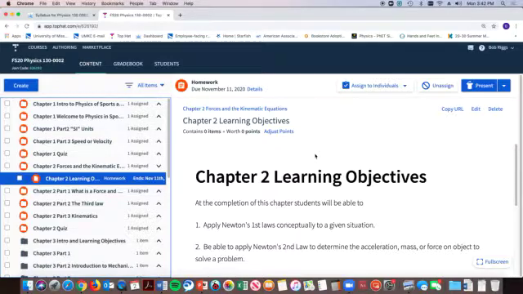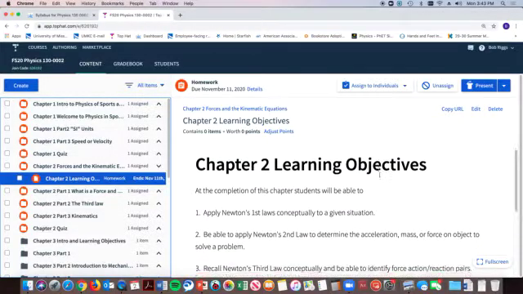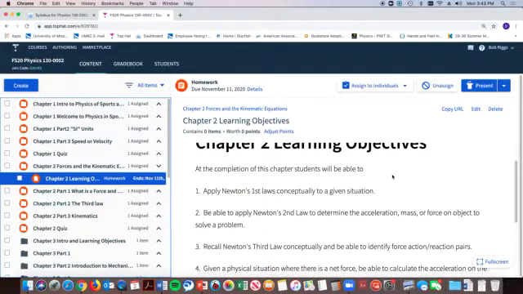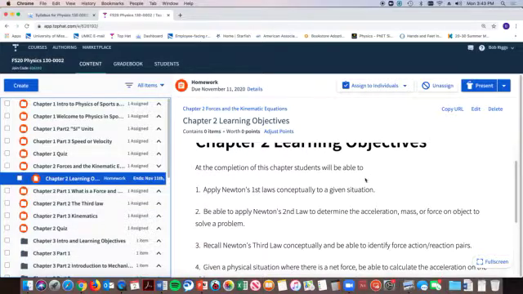So direction is very important in physics. Which direction are you going? All right, and so we'll be able to apply that, and you're going to see some interesting things too. And be able to apply Newton's second law to determine the acceleration, mass, or force on an object to solve a problem. Recall Newton's third law conceptually and be able to identify force, action, reaction pairs.